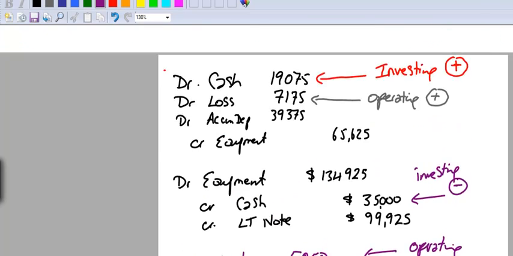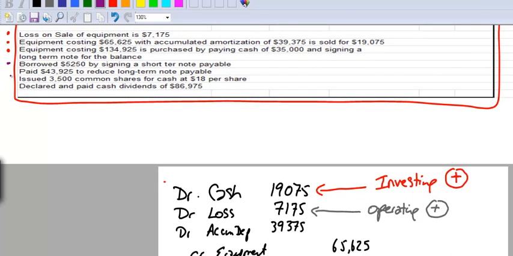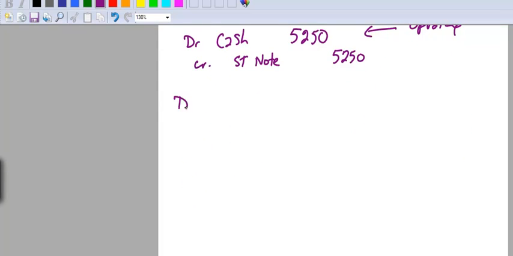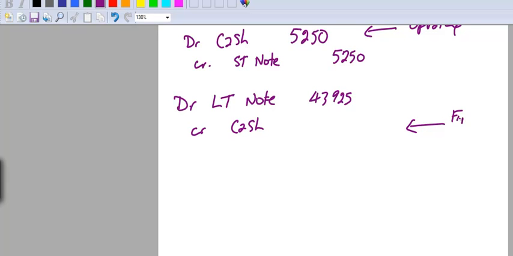We move back and we say paid $43,925 on long-term notes payable. So, ladies and gentlemen, we paid to reduce the long-term note, and this is for $43,925. We're going to credit cash. This cash account will be affected in financing, and it's an outflow, and we're going to use that.